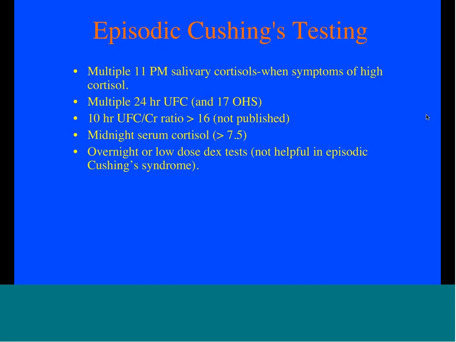So my paradigm is to do multiple 11 p.m. salivary cortisols. You can do midnight cortisols with symptoms of high cortisol. I do multiple 24-hour urine free cortisols and 17-hydroxysteroids, which is a cortisol metabolite. I look at a 10-hour urine free cortisol creatinine ratio and use a cutoff of 16, although this has not been published. I do midnight serum cortisols, a value greater than 7.5, which is consistent with Cushing's. And overnight or low-dose dexamethasone tests are not particularly helpful in patients with episodic Cushing's.